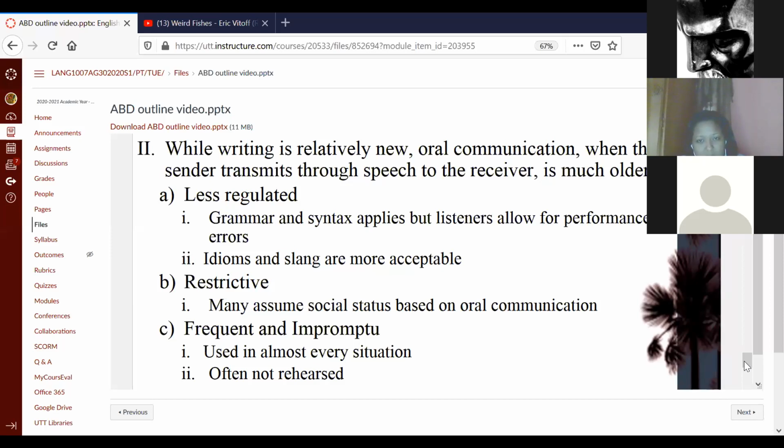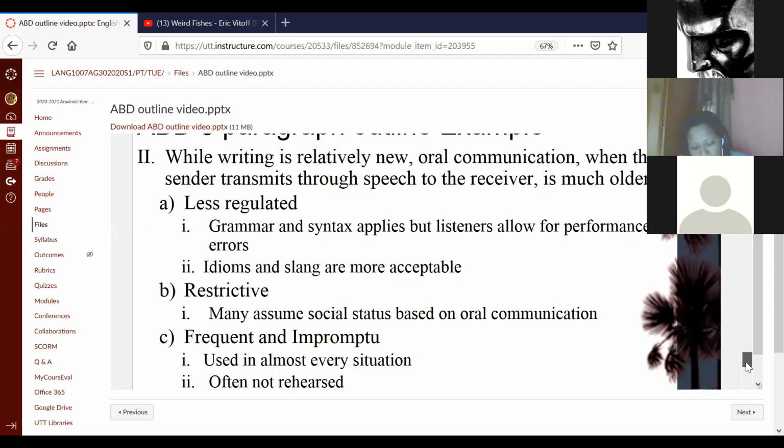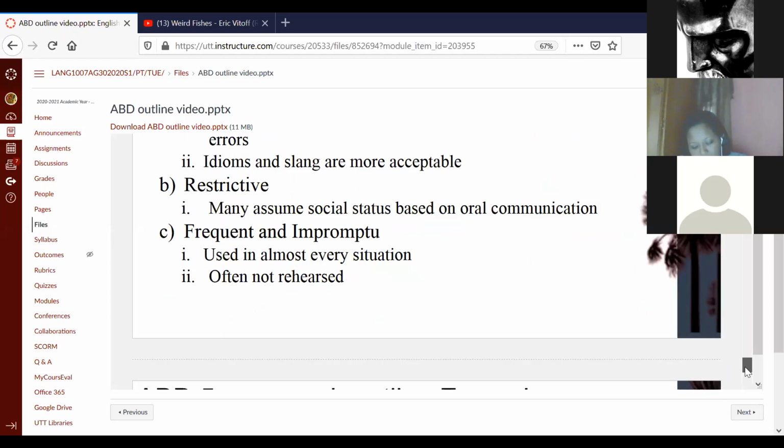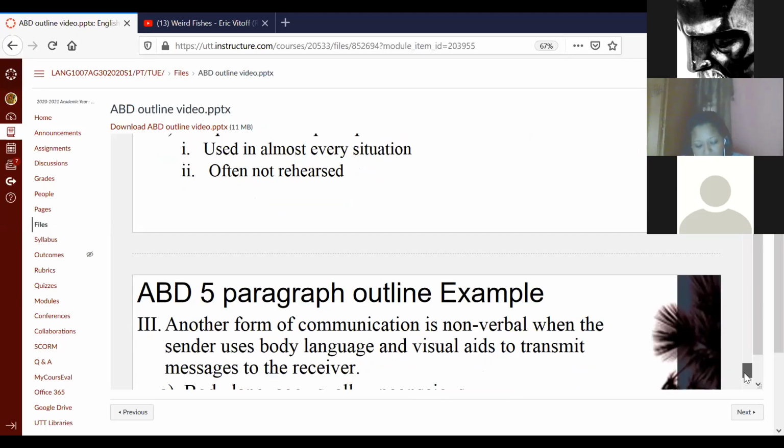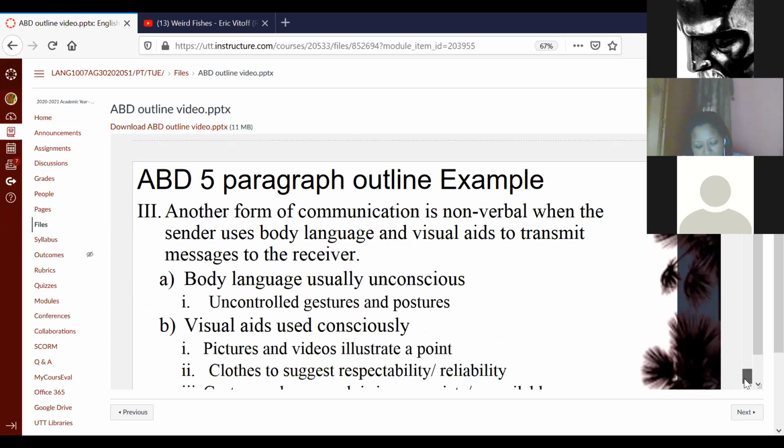And it is more frequent and impromptu than written. So if I'm at a party and I want to tell you something, I will tell you. I won't write it out. I won't try and think and write out the perfect message. I will simply tell you. Very interestingly though, younger people prefer to text and talk on the phone. So we're seeing some shifts there in terms of communication.